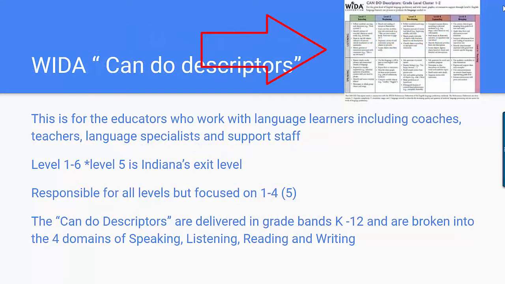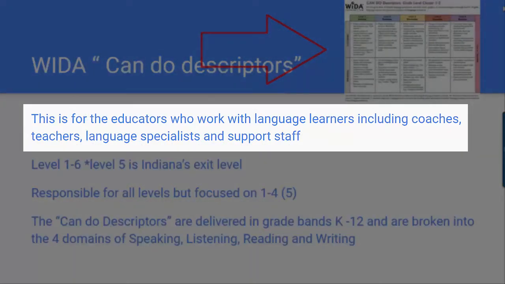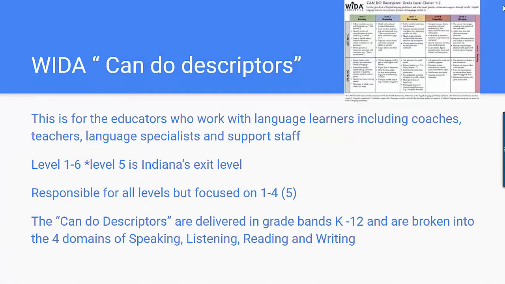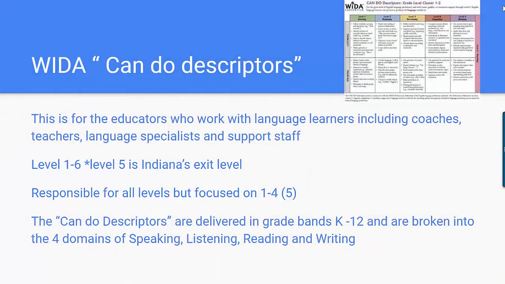Here are the WIDA Can Do descriptors. This is for educators who work with language learners, including coaches, our teachers, language specialists, and support staff. Everyone should know what level our English language learners are. We work within the levels 1 through 4.9. That means those students that have been screened or tested with that WIDA placement test have a score ranking of where their language is. And it could be like a 3.2.